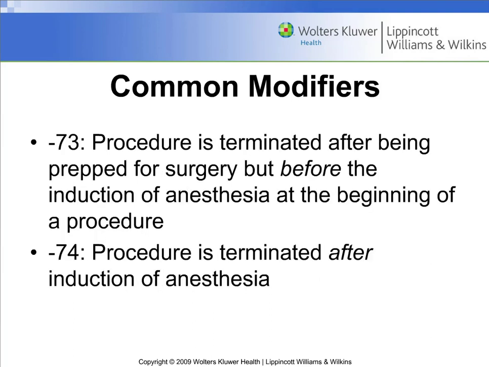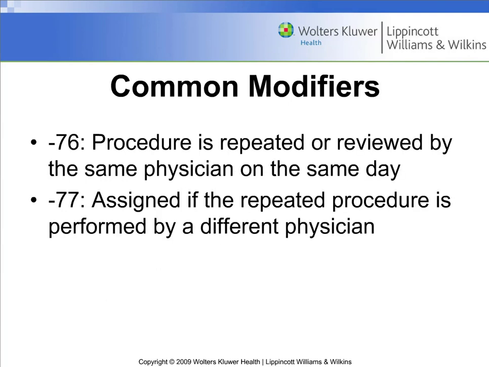Okay, modifier 73 is where the procedure is terminated after being prepped for surgery, but before the induction of anesthesia at the beginning of the procedure. So that's the key word, before anesthesia was started. 74 is where the procedure is terminated after the anesthesia had been inducted, so the procedure is terminated after anesthesia was administered. Modifier 76 is procedures repeated or reviewed by the same physician on the same day. 77 is assigned if the repeated procedure is performed by a different physician.